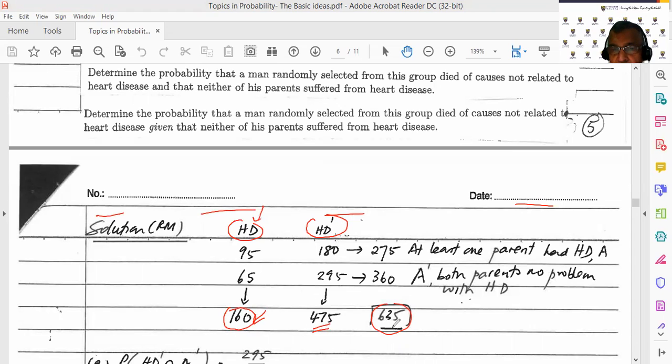How do I get that? I know this total is 635. So this one, and this is 160. So this better be 475. So it's not so bad, right? So now you know these numbers.